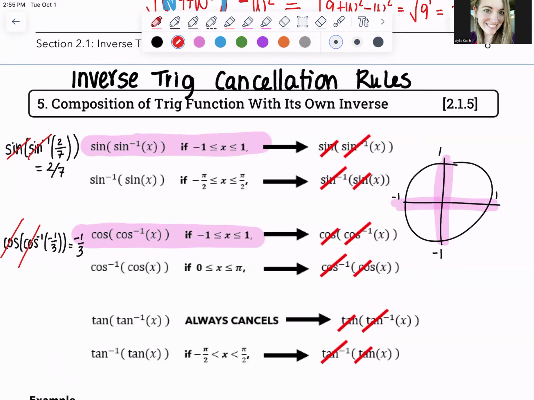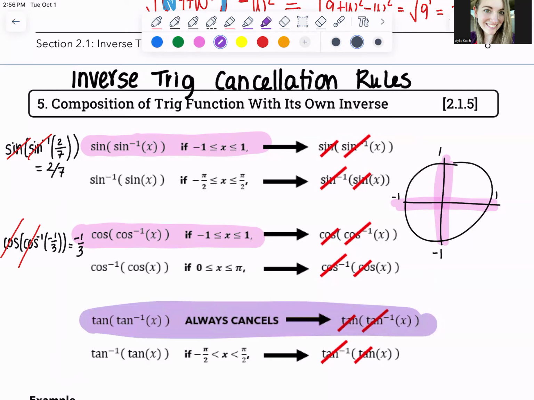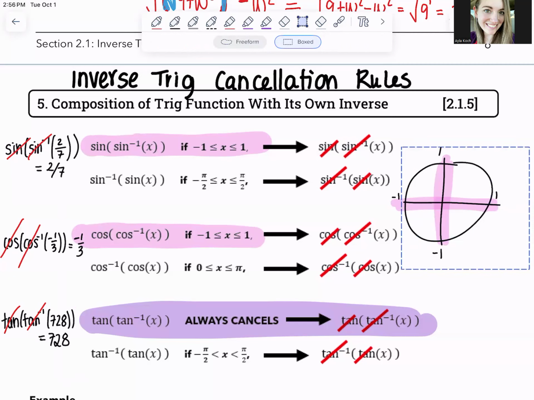I have 10% battery, so I will work quickly. Tangent inverse on the inside, that one will always cancel. That's nice. So it doesn't matter what you have in there. I can do tangent of tan inverse of 728, and that would come out to 728. It would just always cancel. So those are what those rules are.